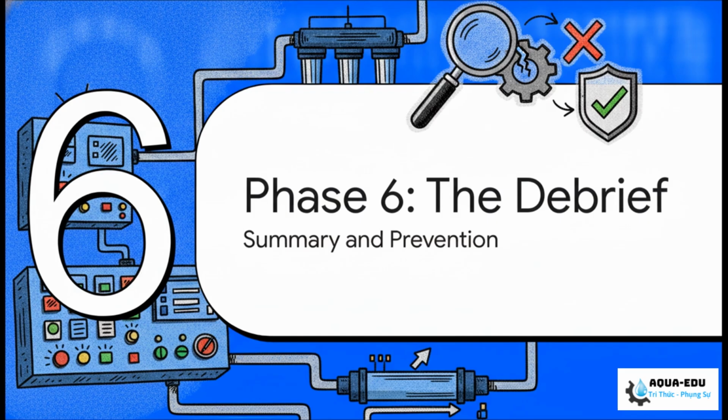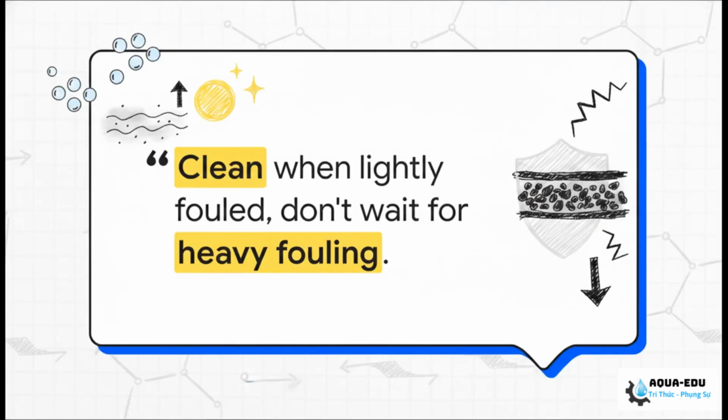Let's talk summary and prevention. Let's step back into the control room for a minute. Troubleshooting is fantastic, but prevention, that's the real game changer. If you only take away one thing from my 30 years of experience, let it be this golden rule. Clean when the system is lightly fouled. Do not wait for heavy fouling. Getting in there early is literally the only way to save membranes over the long haul.